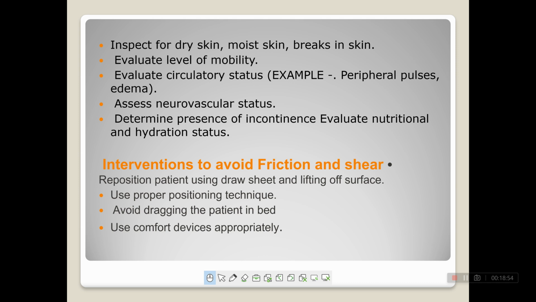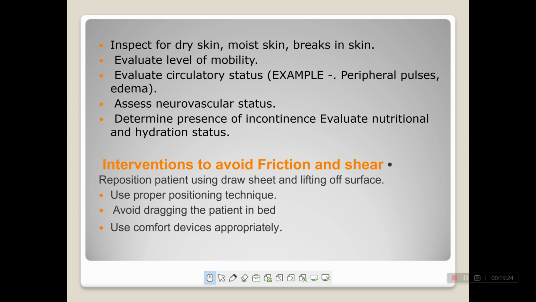We should assess the patient's peripheral pulse, and in case of edema, what is edema? Edema is the accumulation of fluid in the tissues. So we assess the patient for these two conditions, and assess the neurovascular status of the patient, and determine the presence of incontinence, and evaluate the patient's nutritional status and hydration status as well.